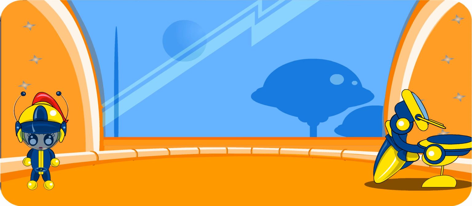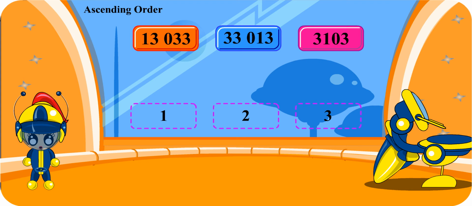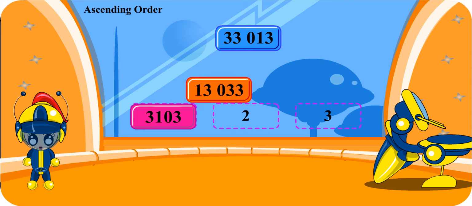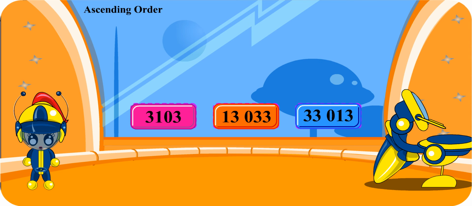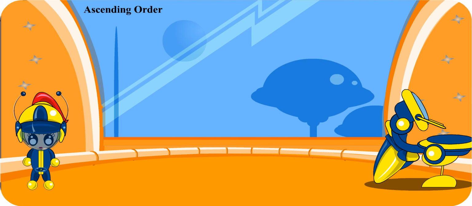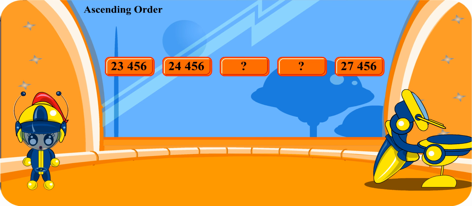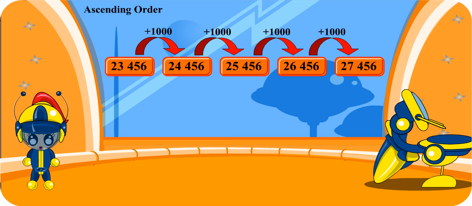Teacher, I find today's lesson very exciting and challenging. Now, I can arrange numbers up to 100,000 in ascending order. All I need to do is to compare the digits of the numbers from left to right. I also have learned how to fill in one or more missing numbers in a given number sequence. To find the missing numbers, I need to find the difference between each pair of consecutive numbers. Then, I add this difference to a preceding number to get the next number.